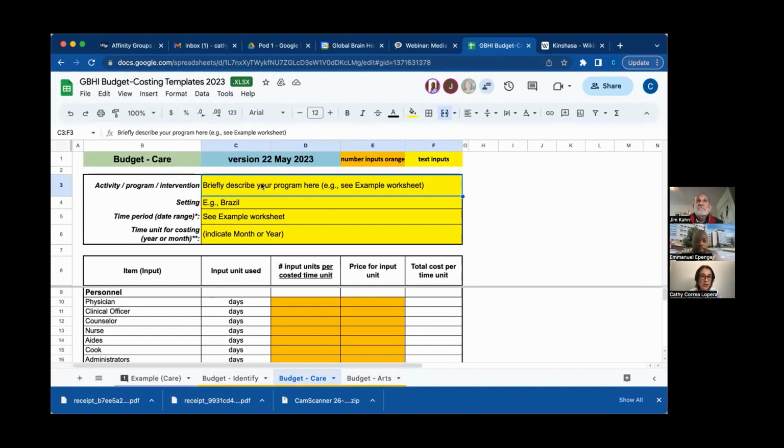So now I propose, Emmanuel, what do you think about a program for care, but including some arts into the care program? Yes, like we can have a cross disciplinary program on dementia, a cross disciplinary program.